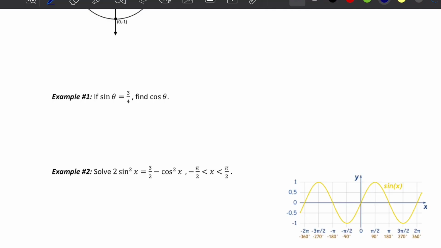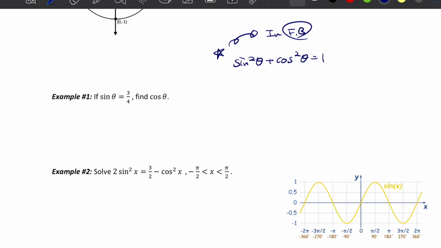Okay, then let's do some examples. So we know the Pythagorean identity, the formula that we just defined: sine squared theta plus cosine squared theta equals 1. This is the formula that we just defined, and it is also available in the formula booklet. So let's start with example 1.